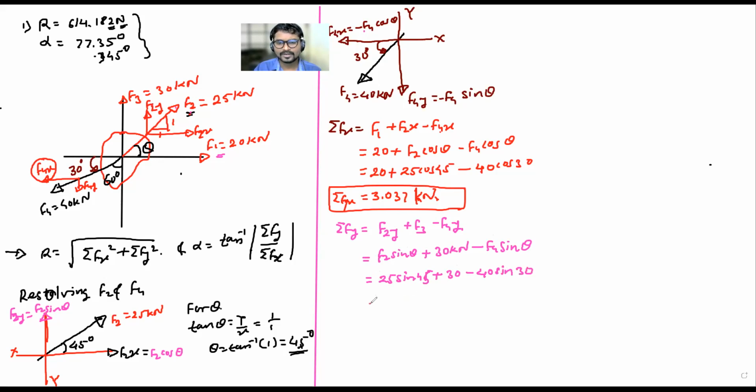Yes. Tell me now summation fy. You will have answer in 27.678. Once again, 27.678 kilonewton na? Oh, sir. Yes, check it now. Answer.